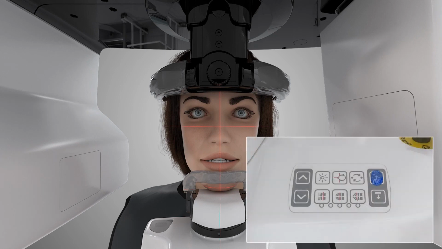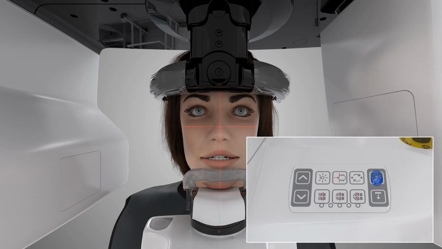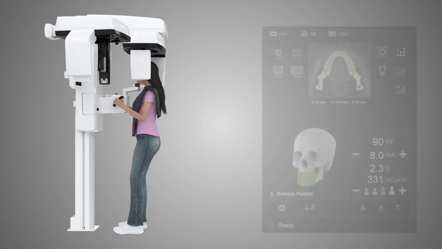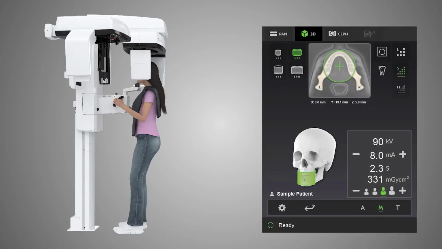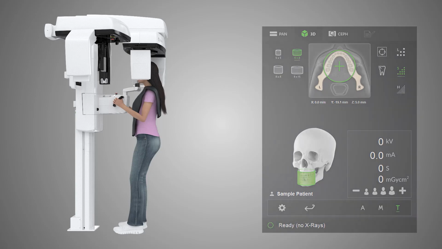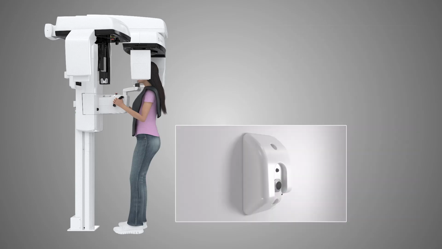Adjust unit height and chin support height to ensure the area of interest is between the top and bottom FOV laser light lines. Close the temple supports by rotating the adjustment knob clockwise. If you would like to show the patient how the rotating unit works, or to ensure proper clearance of the patient prior to exposure, use the test mode by pressing the test icon on the touchscreen. After selecting test mode, press the exposure button. No radiation will emit to initiate the test.